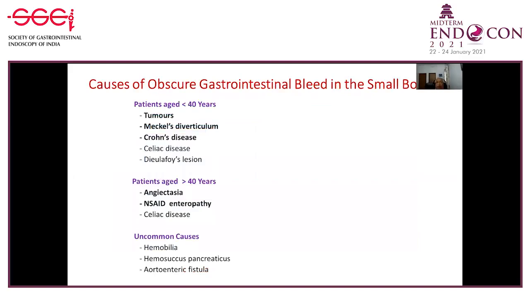One could be the age of the patient. In patients less than 40 years, tumors, Crohn's disease, and Meckel's diverticulum are the common causes seen, whereas in patients above 40, vascular lesions and NSAID enteropathy. So the age of the patient could determine the lesions seen, and also the group, like is it a surgical group which is reporting or a medical group reporting. But by and large, if you look at all the literature worldwide, vascular lesions are the most common lesion, followed by ulcerative lesions, followed by tumors.